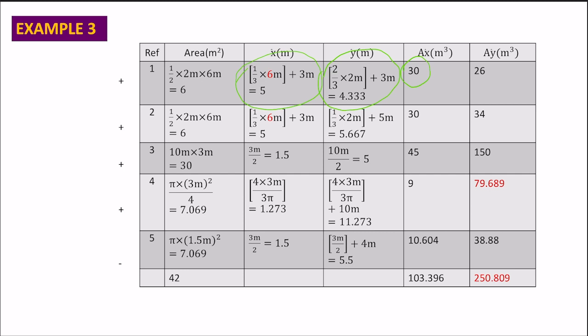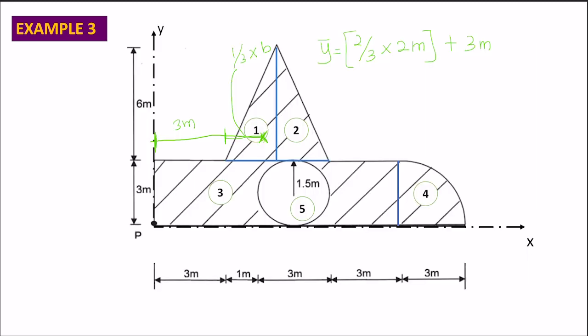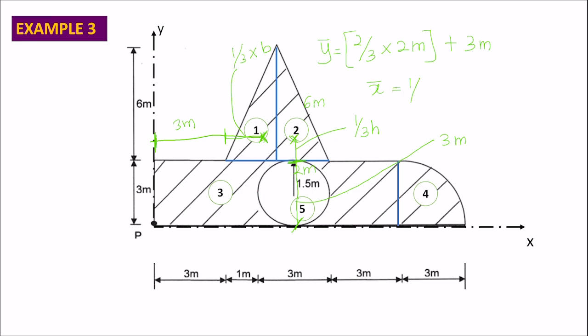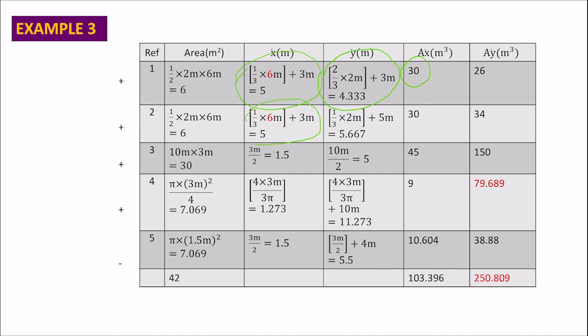For the triangle number 2, the area sama je dengan triangle number 1. The B sama 2 meter and the height is 6 meter. For the x bar pun sama juga macam the first triangle sebab distance-nya sama. Ya, di sini adalah 1/3 H dan you have balance dekat sini kena tambah 3 meter. So, x bar-nya adalah 1/3 times 6 meter plus with 3 meter. Similar ya dengan my answer here.